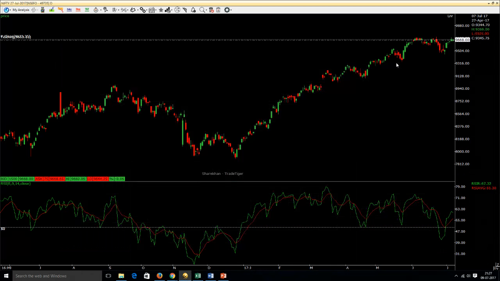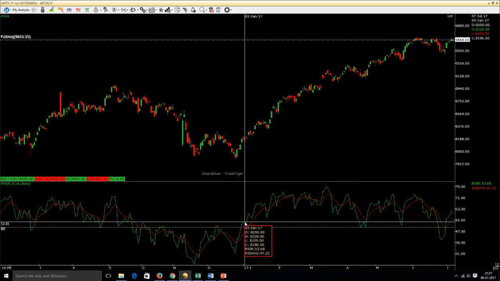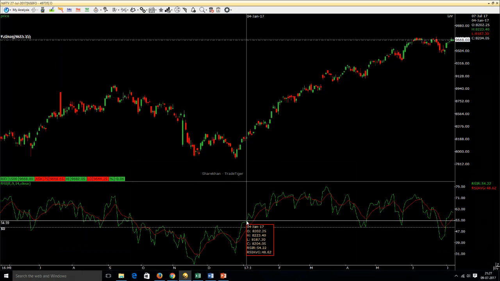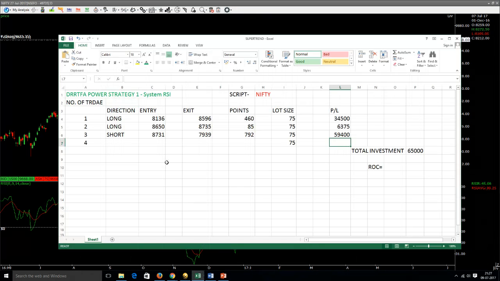So let's move again from here. So here you see, it again gives us the long entry, Nifty crossing above the 50 median line. So it gives us the entry at 8,204. So we became long at 8,204.